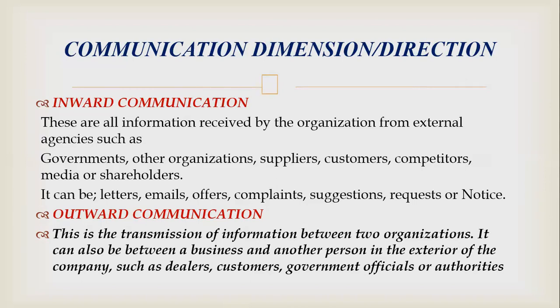Now, on the other hand, we have outward communication, and this happens when an organization transmits information to another party. It can be between a business and another person outside of the company, such as dealers, customers, government officials or authorities, and so on. So when communication originates from an organization to an external source, we call it outward communication.